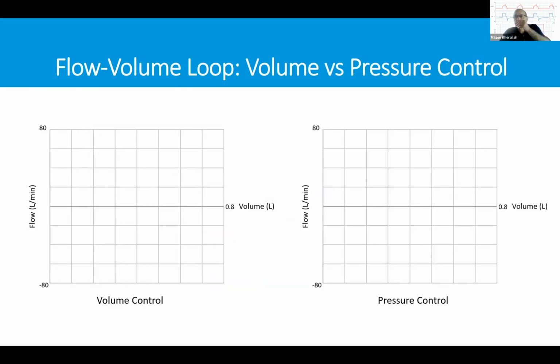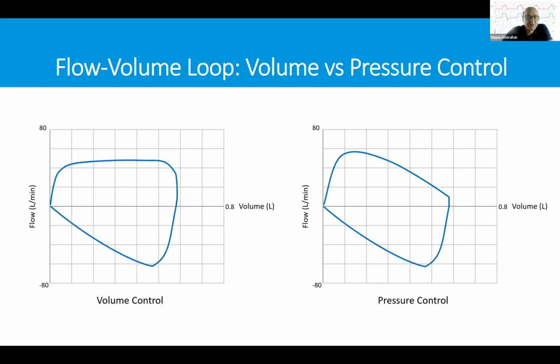So how do they differ between volume and pressure? Take a look on the left side. You can see the flow goes up to a constant level or certain value and remains the same. This is flow control. This is volume control. Take a look on the right side. Flow goes up to the peak inspiratory flow and then decelerates, goes down gradually. This is pressure control.